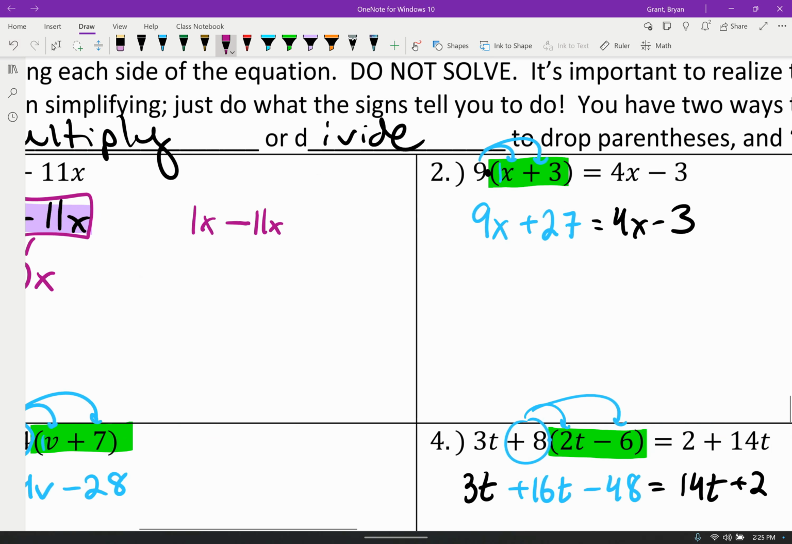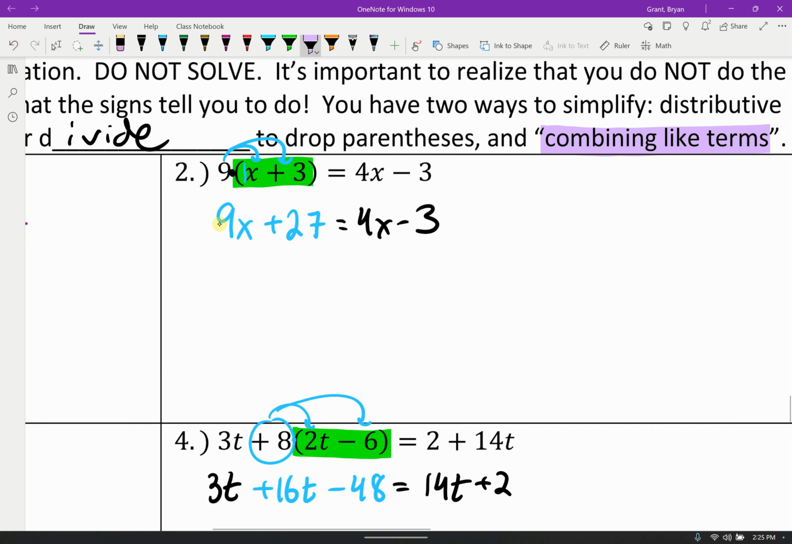On our second one, let's take a look. 9x and 27 are not like terms, so we can't do anything there. 4x minus 3, those are not like terms either. That's as simplified as we get. And then you'd start solving like we did on the last page.